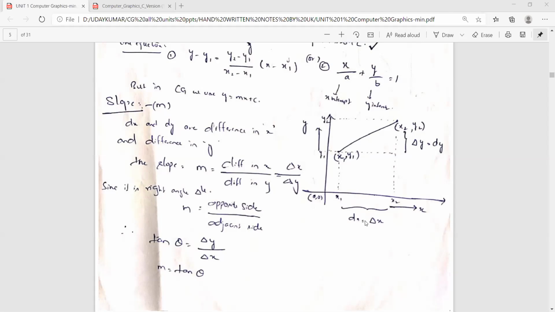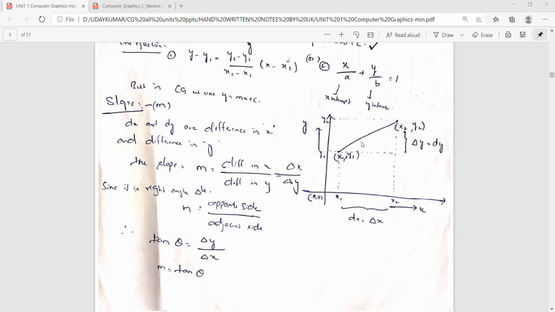Since it forms a right angle triangle, see, this forms the right angle triangle. So what is the principle of a right angle triangle? Slope is equal to opposite side by adjacent side, right? So for this line, we have to calculate the slope, which is denoted by m.